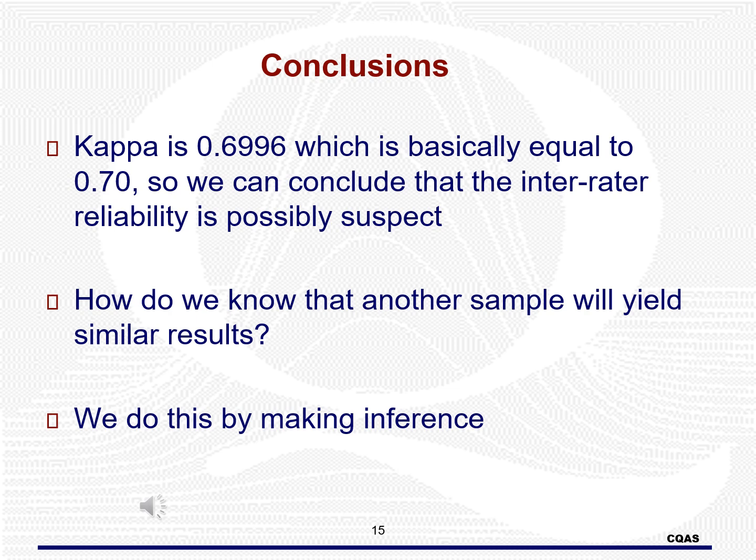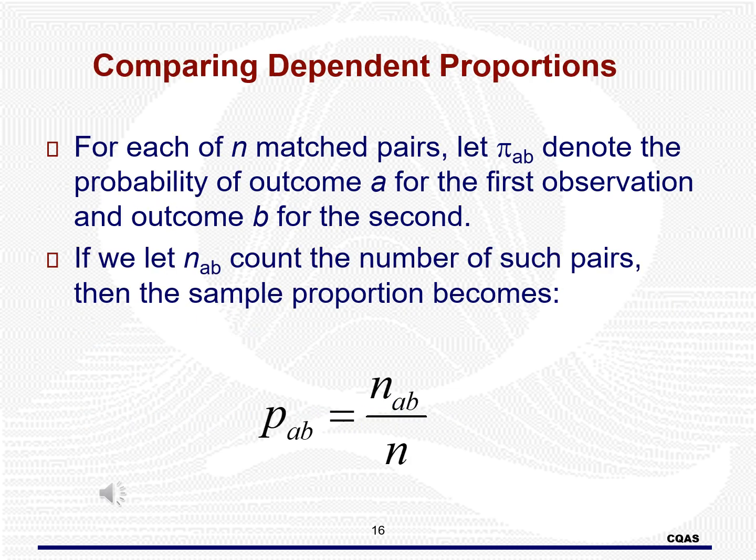The problem with this is that this is just an estimate. In order to have more confidence that our results are consistent, we need to make inference. So to make inference, we would like to compare dependent proportions.